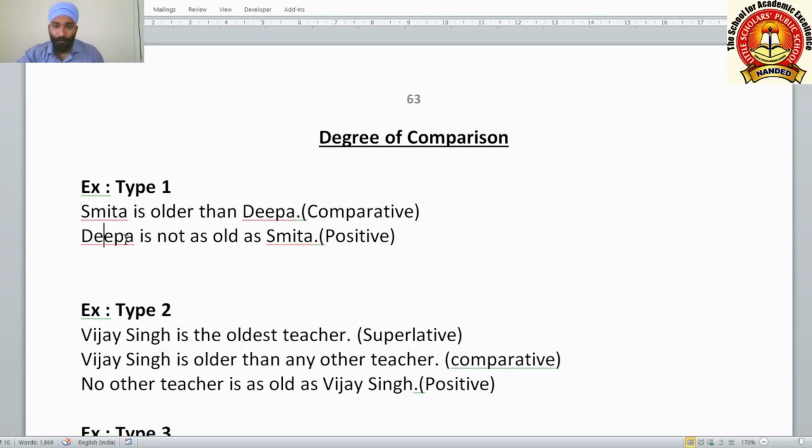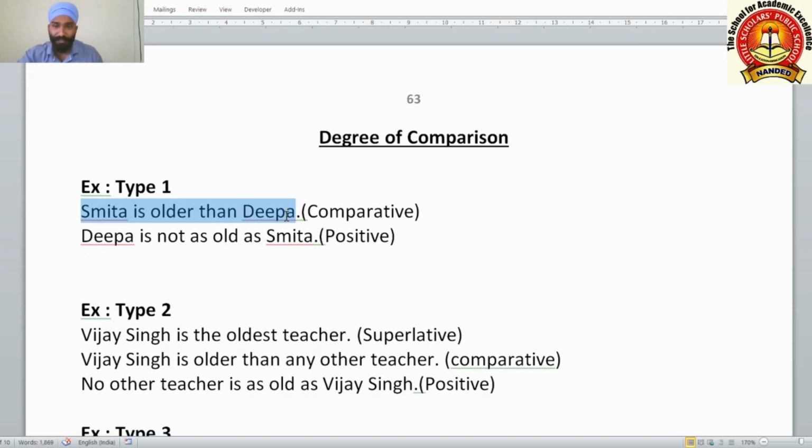Now its positive degree will be: Deepa is not as old as Smita. Here the object became the subject. Thereafter the helping verb as it is. Thereafter we take not. After that, between as and as, we take the positive degree, the first form of the given adjective. And at last we take Smita as the object. This is how we convert into positive degree.